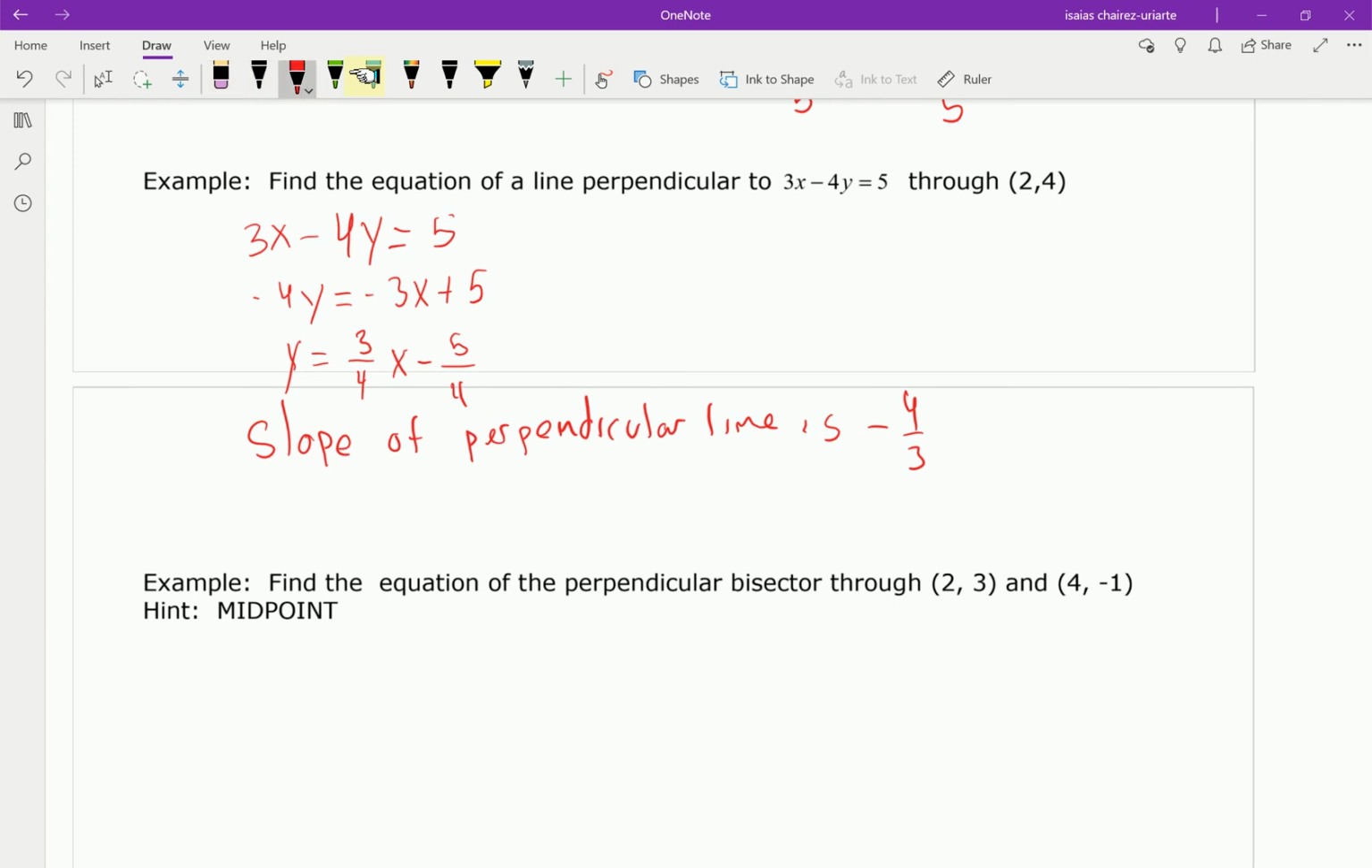So I'm going to say the following. Look, our perpendicular line is supposed to pass through the point 2, 4, and it has slope, well, negative 4/3. So I have pretty much everything I need to come up with this equation. So it should be something like this. Y minus 4 is equal to negative 4/3 times x minus 2. That is it. That's the equation that I'm after. But I'm going to put it in slope-intercept form.